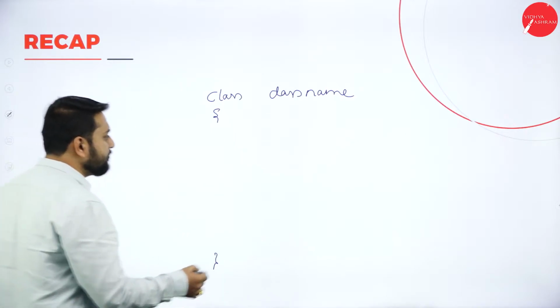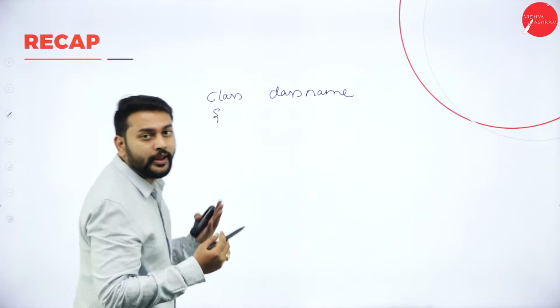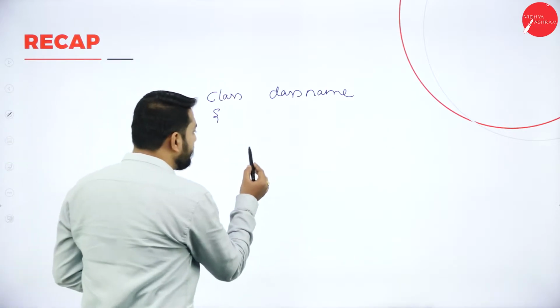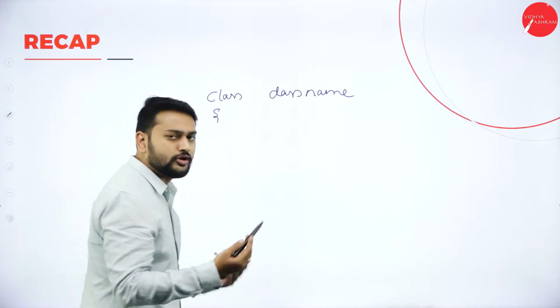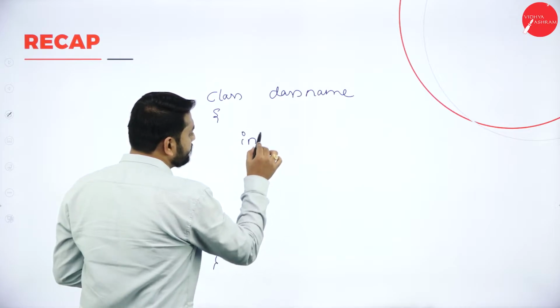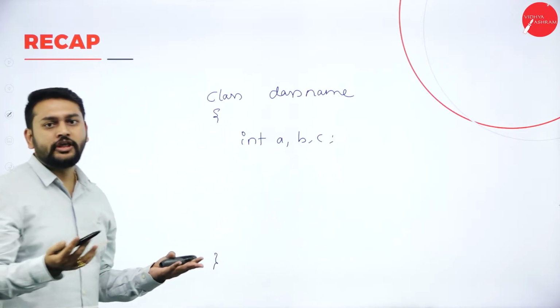Say, for example, I have data members, in the sense variables. If I say variables, you will be able to understand it quickly, so that's why I'm using the word variables. Instead, I could also call it a fields declaration. So whatever I write, like int A, B, C, I will call it a variable declaration.